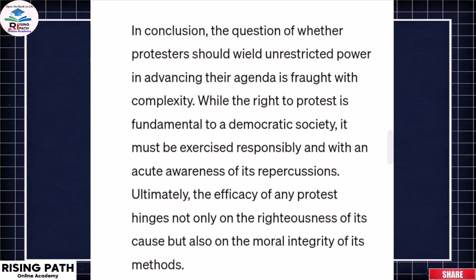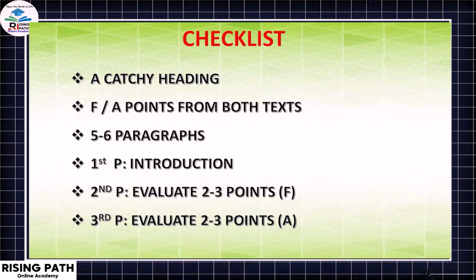So this is the conclusion of our report. Once we have written each and every paragraph, we are going to highlight, edit and proofread, and we have to check our spellings, grammar and punctuation. Now here is the quick checklist of the newspaper article we have just finished. A catchy heading. Then the favor or against points from both texts. Then the 5 to 6 paragraphs, and this is the quick rough sketch that you are going to make.